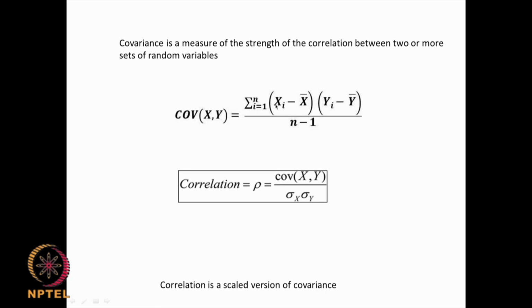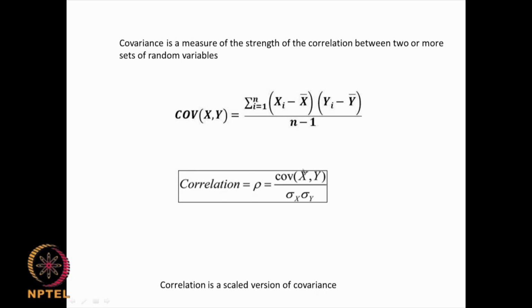Then we do the summation from i equals 1 to n of (xi minus x bar) times (yi minus y bar), divided by n minus 1. That is called covariance. Here x bar is the average of all the x's, y bar is the average of all the y's, divided by n minus 1, and you sum over all the n data points.